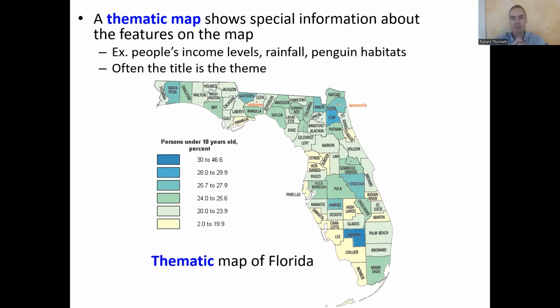Okay, so a thematic map shows some special information. It could be rainfall, penguin habitats, income levels, all kinds of things in a thematic map. So let's take a look at some interesting thematic maps, knowing that many times, instead of having a reference map where just the name of the map is the place, Florida, a thematic map will have the title of the map be the theme, whatever that theme is.